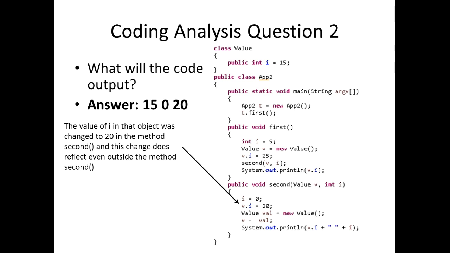And this change does reflect even outside the method second. So if this v.I is changed within this method and we exit this method, this change right here will be reflected here in this system.out.println v.I right here. And another thing is that when we assign val to V, it is only valid inside the method second. So whatever change happens to V, even though we're assigning it to 20 here, this is only going to be effective inside this second method. But as soon as it makes its way outside of this method, v.I will equal 20.